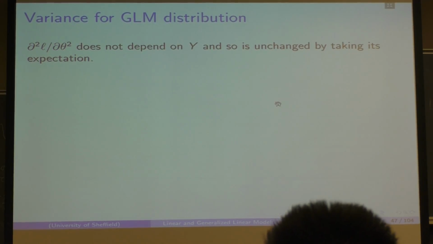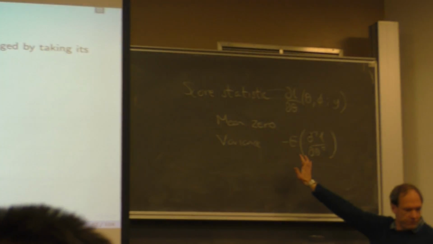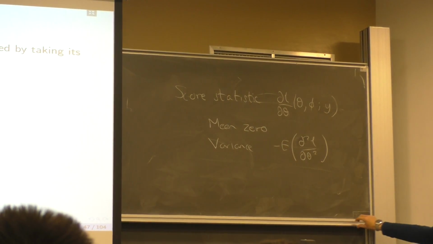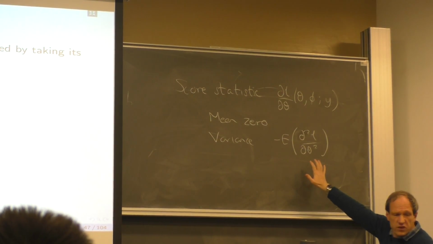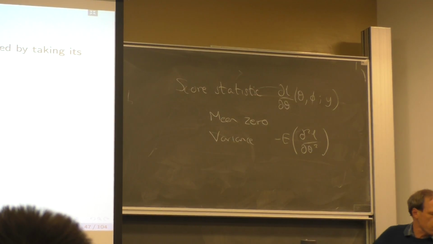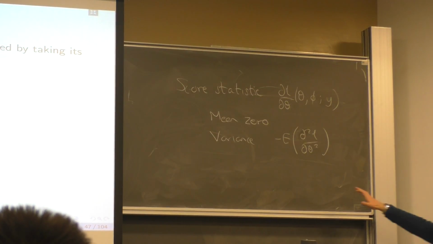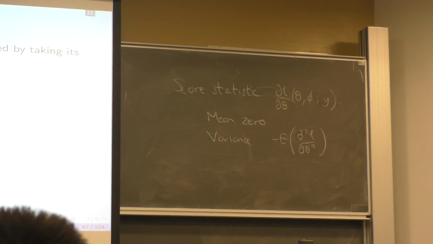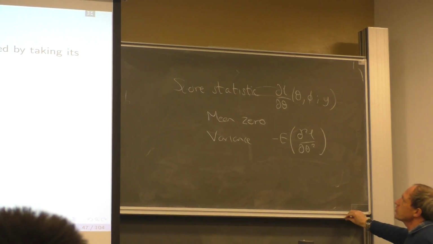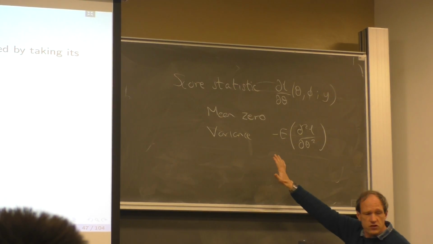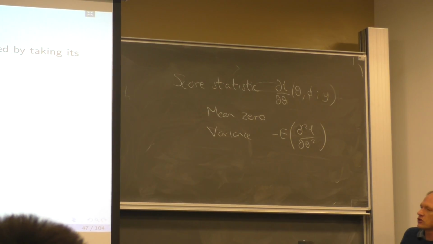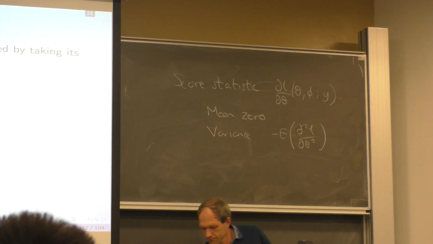So the second derivative, which we know from here, gives us the expectation that would give the variance of the score statistic. But for the expectation of something which is constant, not random, we just ignore the expectation part, because the expectation of a constant is that constant. So the variance of the score statistic will be minus that second derivative of the log likelihood.